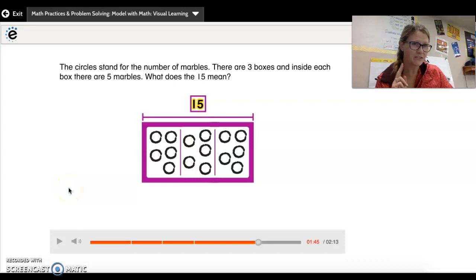So notice they've given us 2 different ways to model our math. The first way was with an array and an equation using repeated addition, and the second way is a bar diagram. This one's kind of a good visual because if you think about the boxes of marbles, right, you can see here's 1 box, 2 boxes, and 3 boxes. So what does that 15 mean? Does it mean there are 15 boxes? Or does it mean there are 15 marbles in all? What do you think?